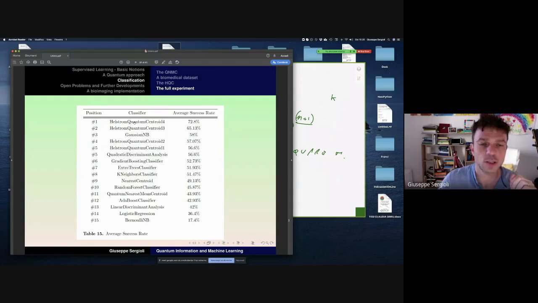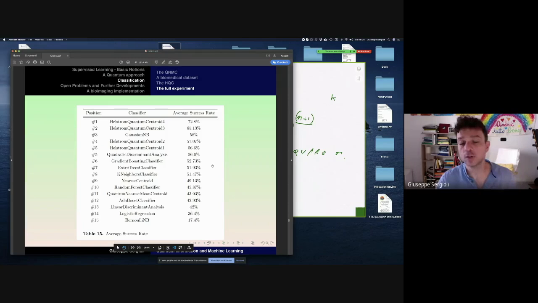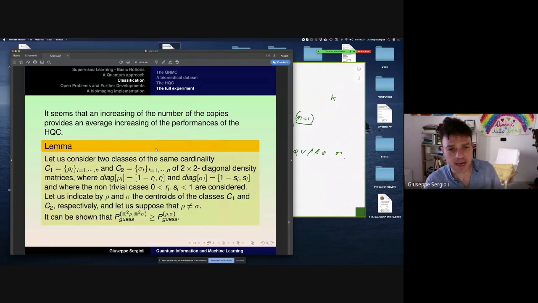And so this is an average success rank. We can say that the Helstrom with 4 copies was the best, the Helstrom with 3 copies was the second, the Gaussian was very good, again the Helstrom, and the others had other rankings. And we considered very different kinds of data sets, easier and harder data sets. This is just a large scale experiment that allows us to say our classifier can be considered more than promising, because it works.